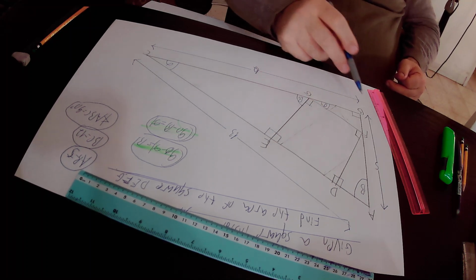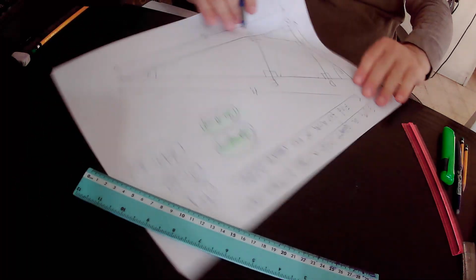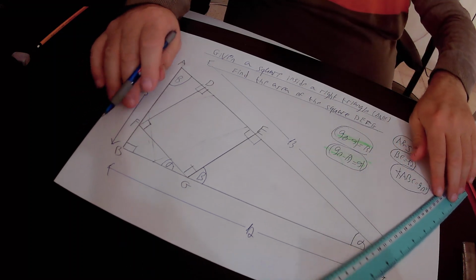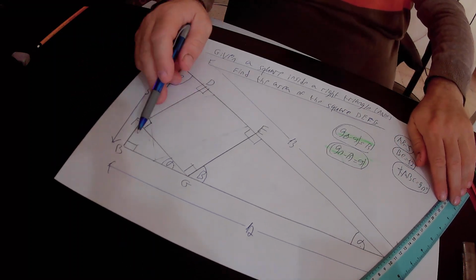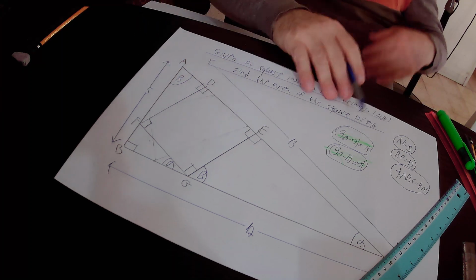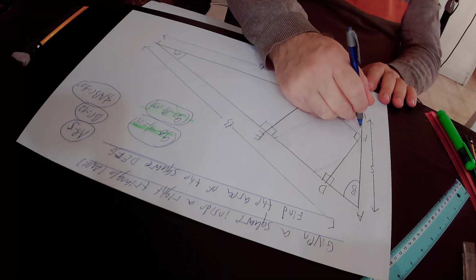So in the small right triangle FBG, this angle equals alpha, this angle equals 90 degrees, therefore the missing angle here must be equal to 90 degrees minus alpha. But 90 degrees minus alpha equals beta, therefore the missing angle here equals beta.